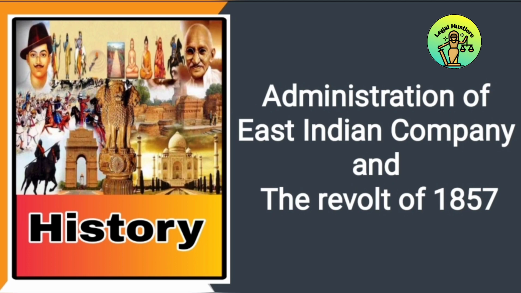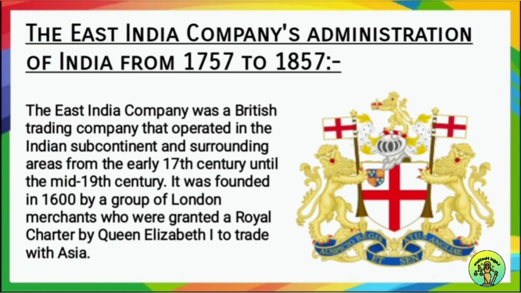In this video we will see a brief overview of the administration of the East India Company in India and its exploitative policies, which led to the Indian Rebellion of 1857, also known as the First War of Indian Independence. The East India Company's administration of India from 1757 to 1857. The East India Company was a British trading company that operated in the Indian subcontinent and surrounding areas from the early 17th century until the mid-19th century.